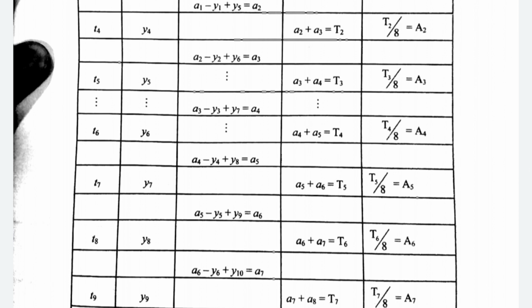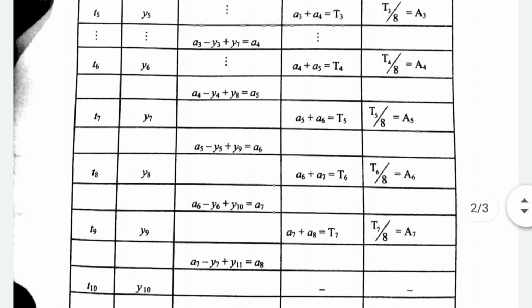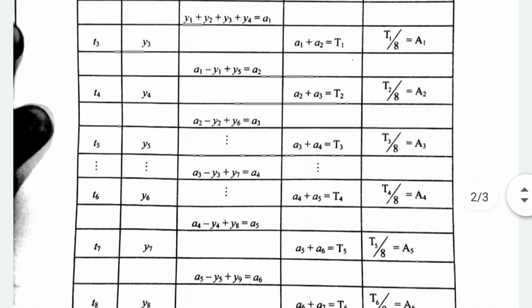From that a5, you got to subtract the value of y5, add y9, you will get a6. From that a6, you subtract y6, add y10, you will get a7. From that a7, you got to subtract y7, add y11, you got a8. This way, you will get the 4 yearly moving total values.